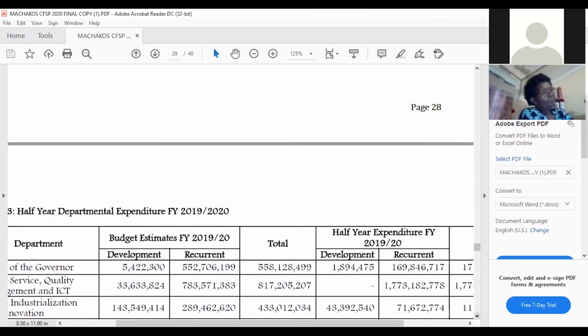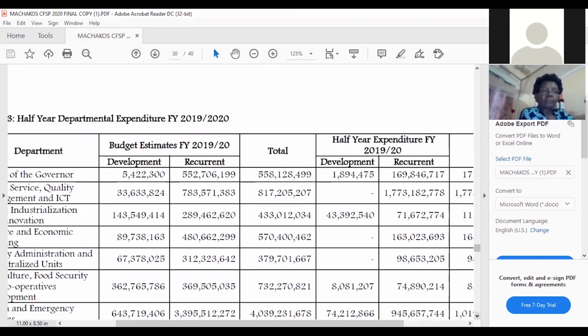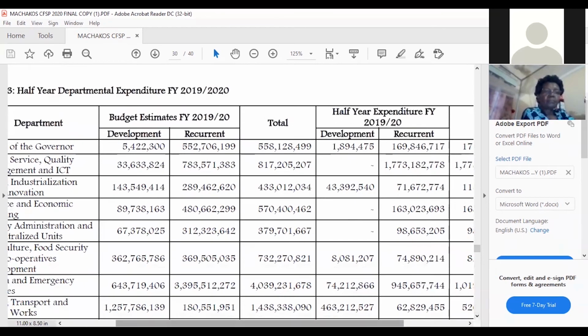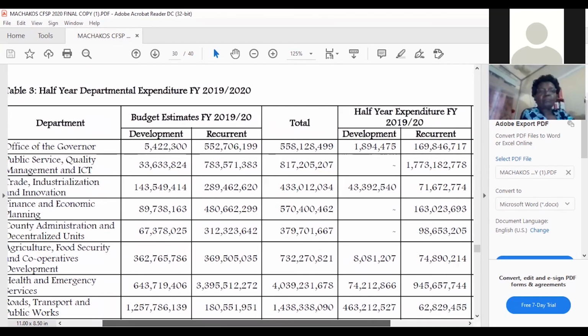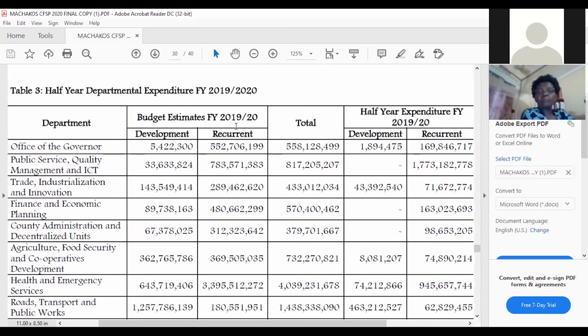So you can see here that for half-year departmental expenditure, you can see the office of the governor. So for budget estimates for financial year 2019-2020, for development they had put at 5 million, and then recurrent 552 million.